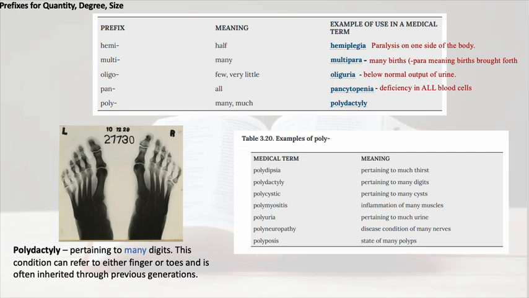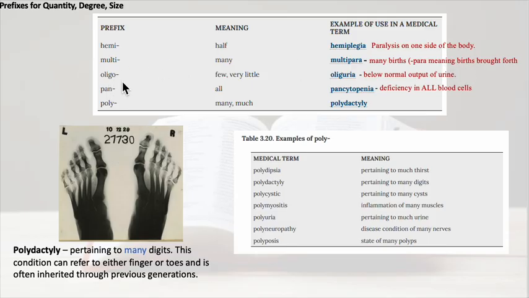Okay, now let's look at quantities, not specific to a certain number, but more about half, many, few, or all. So hemi, again, we saw half. Multi means many. Multipara means many births. So again, we talked about nulliparous, meaning no births. Multipara would be many. So para, again, meaning births brought forth. So multipara would be many births.